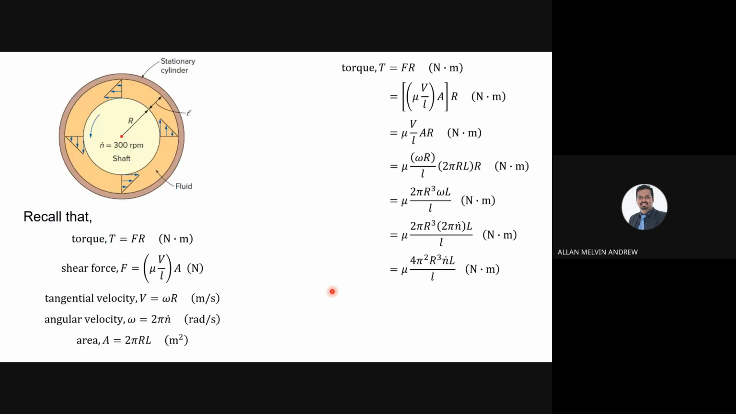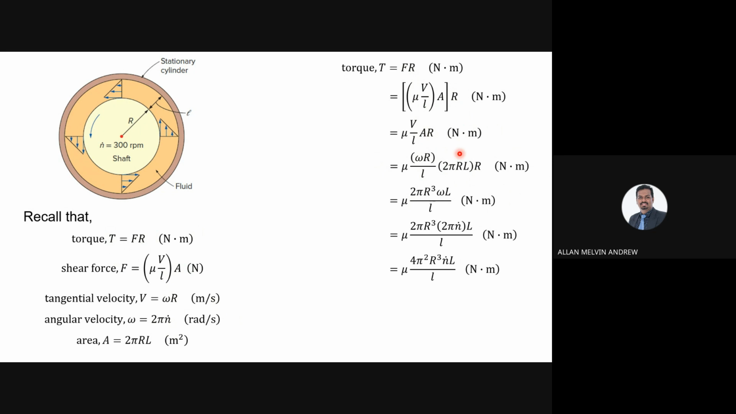Okay, so you can see here how we can substitute into this formula. F r, where the force is mu V over L times A. Don't forget the A behind, times r. You expand it, and you get this. Then you just substitute with all these formulas. V equals omega r.